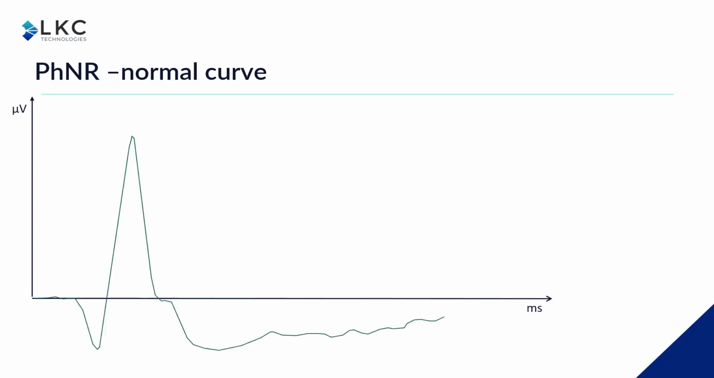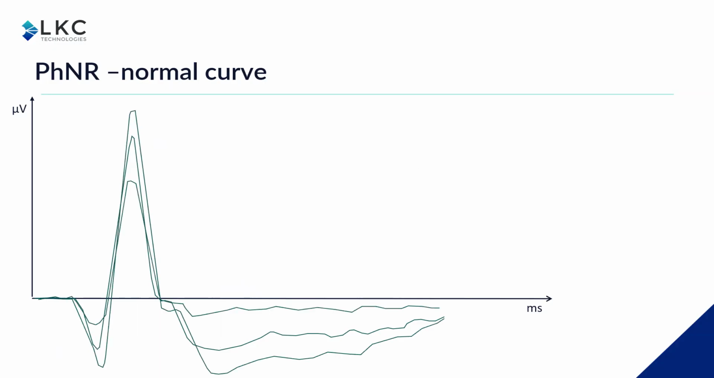Running this protocol, we generate three values: A wave, B wave, and photopic negative response. And as we all know, we are different, so we have different curves, and because of that, we had reference data that marked 95% of the healthy population as green.